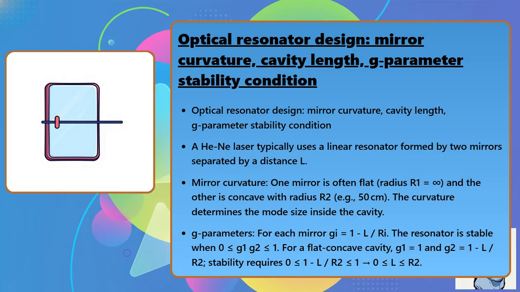g-parameters: for each mirror, g_i equals 1 minus L divided by R_i. The resonator is stable when 0 is less than or equal to g1 times g2, which is less than or equal to 1. For a flat-concave cavity, g1 equals 1 and g2 equals 1 minus L divided by R2. Stability requires 0 less than or equal to 1 minus L divided by R2 less than or equal to 1, which implies 0 less than or equal to L less than or equal to R2.